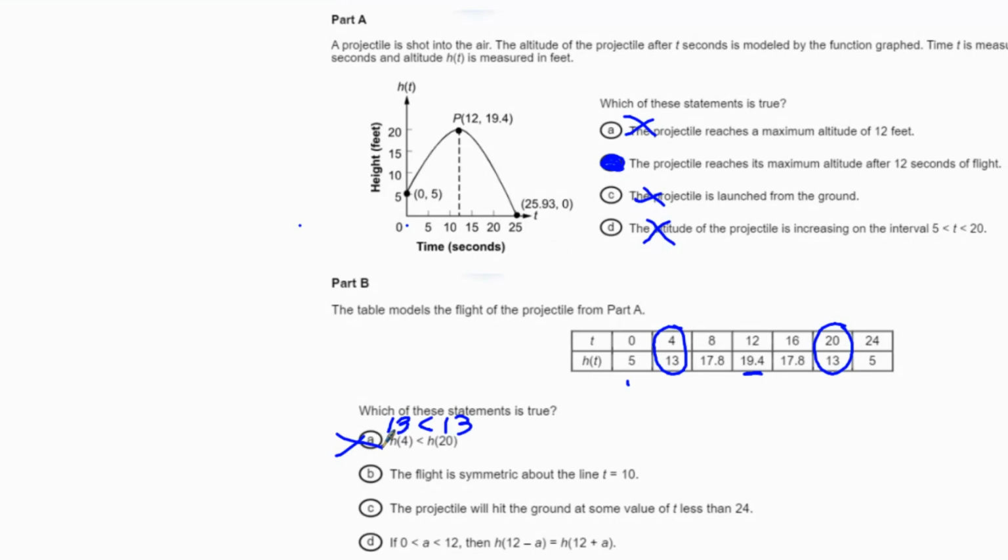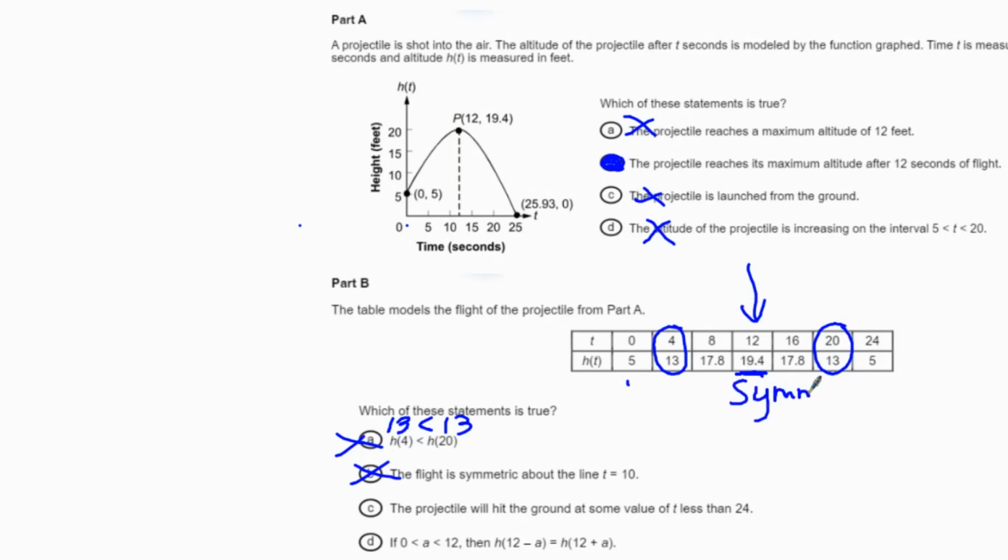The next one, it really is easier to look at the graph to determine that. The flight is symmetric about the line when t, or time, is 10 seconds. Is this the line of symmetry here at 10 seconds? No. When looking at a table, you're looking for where it reaches its max. That's going to be your line of symmetry. Okay? So here is where it's symmetrical.